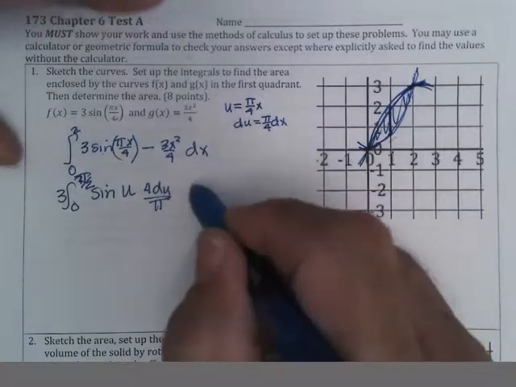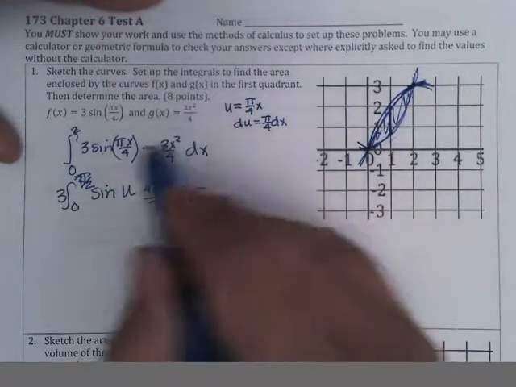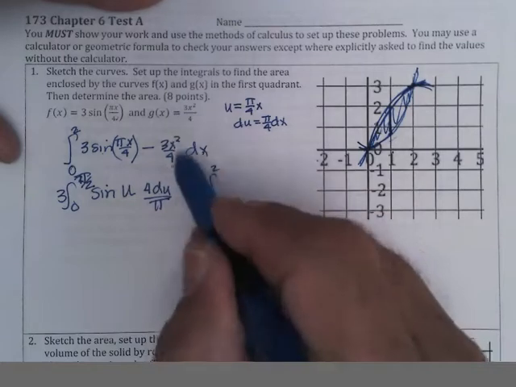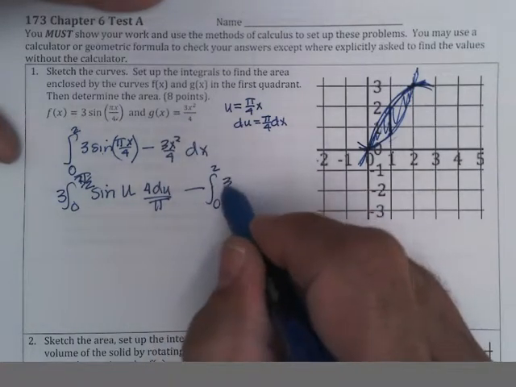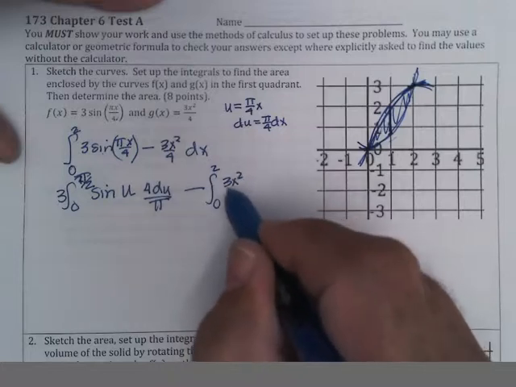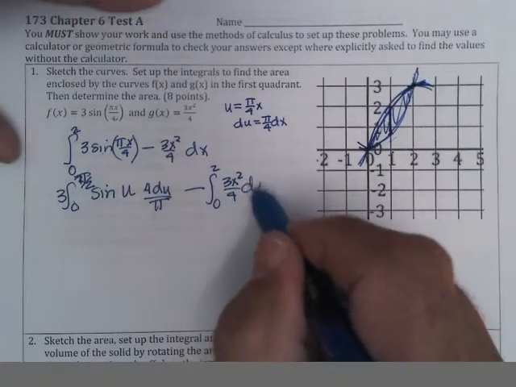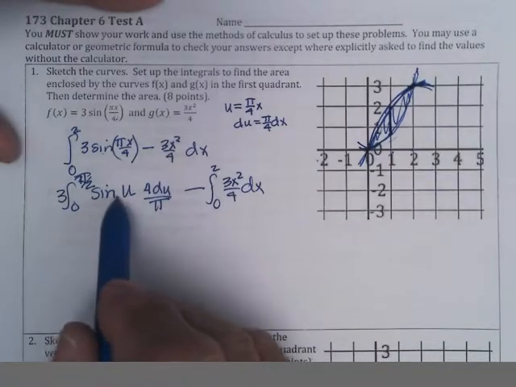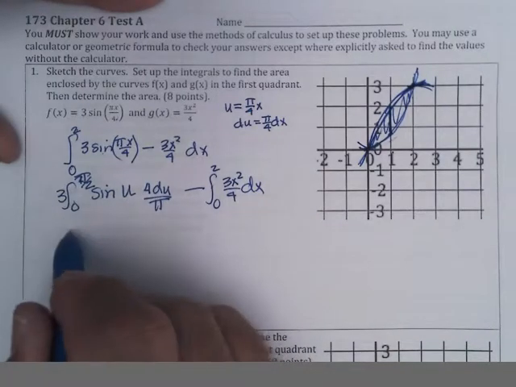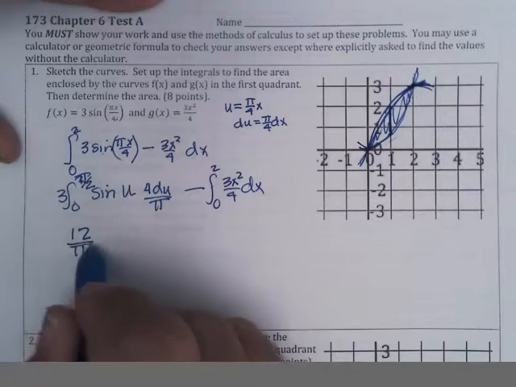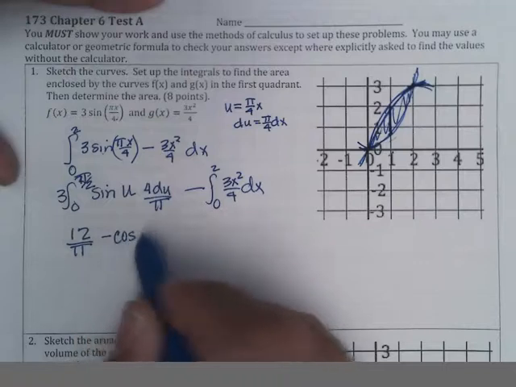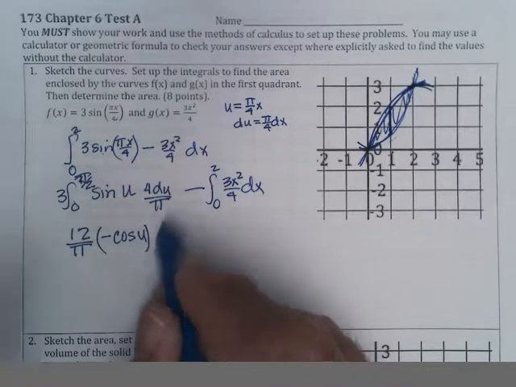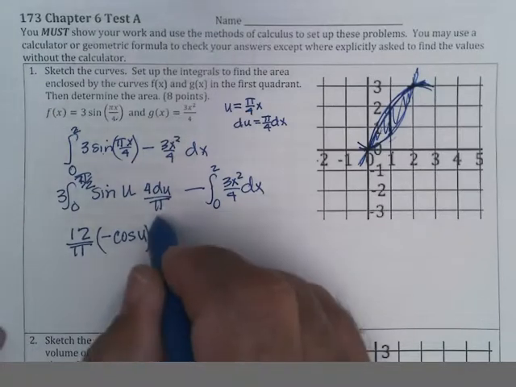And the second one is a simpler one, minus the integral from 0 to 2 of 3x squared over 4 dx, where the 3s cancel. For the first, the 3 comes out, that'd be 12 over pi. The antiderivative of sine is negative cosine of u, and I changed my limits. You can change them back to 0 to 2, but I changed my limits, so it's 0 to pi over 2.